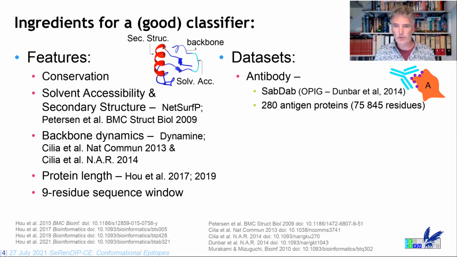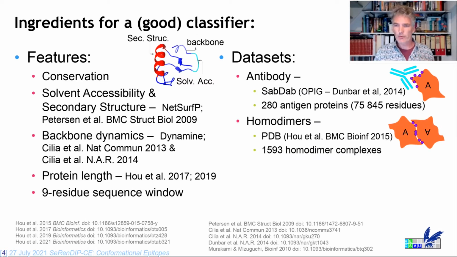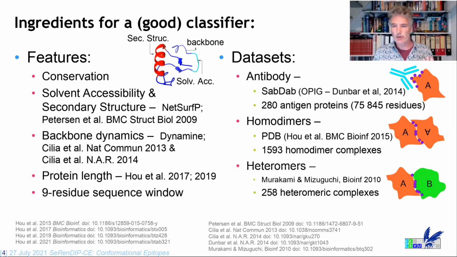Now, as a data set, the main data set is derived from the SAbDab database built in the group of Charlotte Deane in Oxford, and from that we derived a set of 280 antigen proteins, and we've mainly filtered down on sequence identity up to a maximum of 25% to remove redundancy and biases of well-reported and well-studied proteins. And then in addition, we're also reusing a data set of homomeric interactions and heteromeric interactions that we've used before.